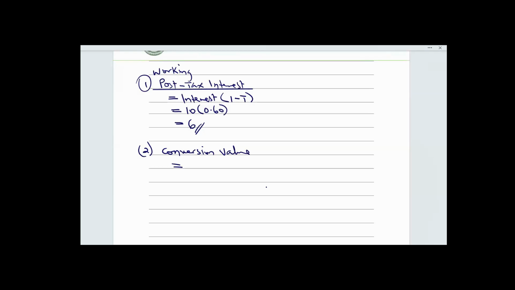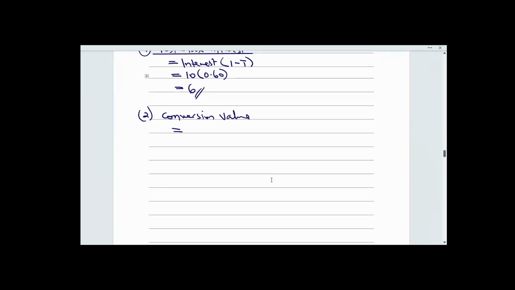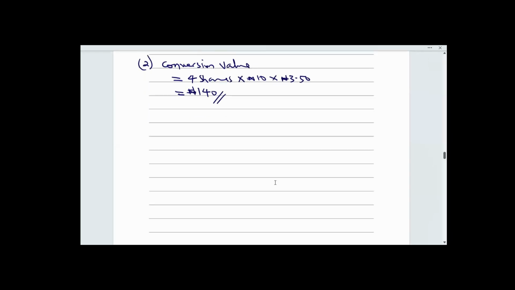Then go back to the question. On what basis are you going to convert the debenture to ordinary shares? You are told that 4 shares per 10 naira, okay? 4 shares per 10 naira multiplied by 10 naira, then multiply by the market price of 3 naira 50 kobo. So 4 multiplied by 10 will give us 40, multiplied by 3.5, that's 140 naira. So conversion value is 140 naira.